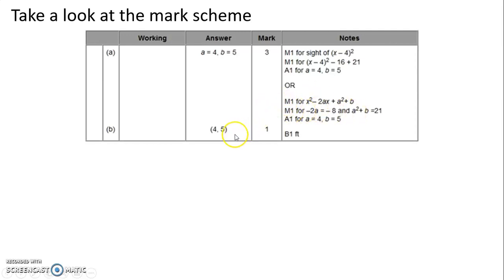Then the mark for the second part looks really complicated, but it is only 1 mark. And the reason it's 1 mark is because you've just got to read off from your completed square form, x subtract 4 squared, add 5, that your minimum point or your vertex is going to be at the point 4, 5. So if you got that correct, well done. You've just answered a GCSE question on completing the square and using it to read off the vertex.